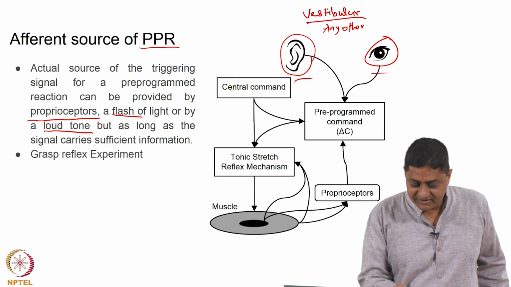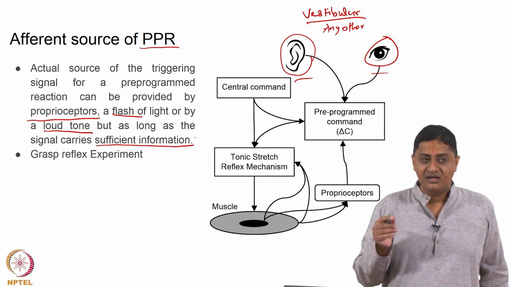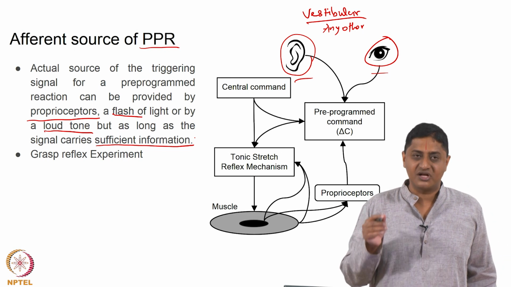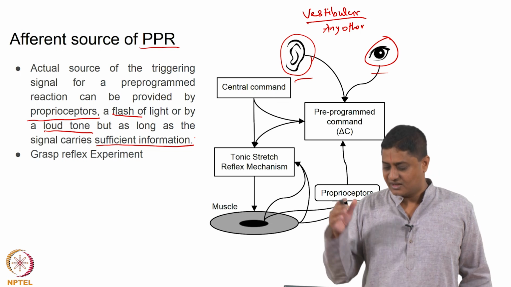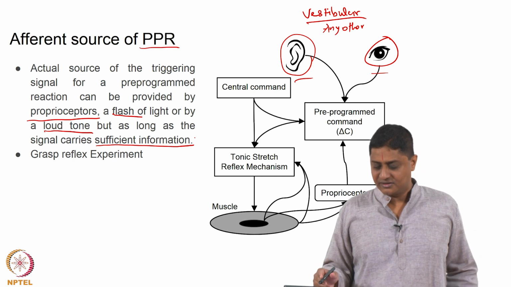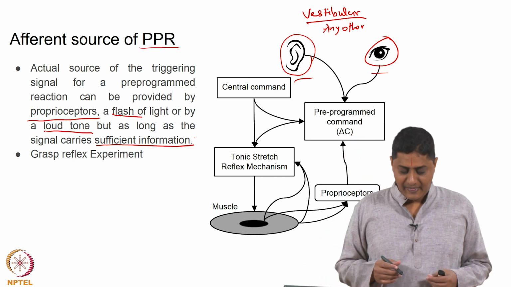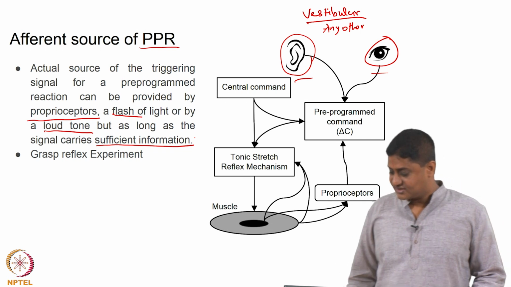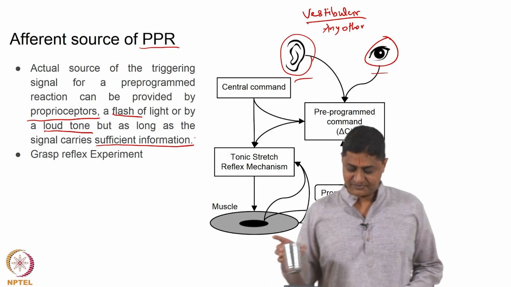So, as long as there is sufficient information, this acts as a switch, and then that switch or trigger is recognized, and then a response is facilitated. An example, the classic example, is the case of the grasp reflex, right.